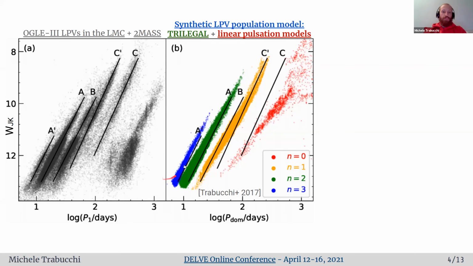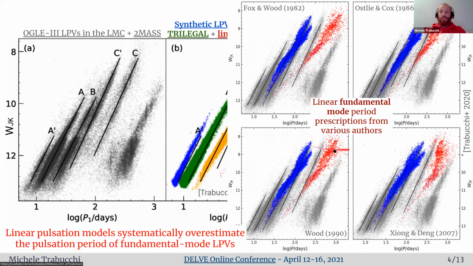Now, as you can see, the blue, green, and orange sequences of overtone pulsation periods match the observations relatively well. The same is not true for the fundamental mode, whose period is systematically overestimated with respect to the period-luminosity sequence C, where we find the Mira variables that are the most promising in terms, for instance, of distance indicators. This issue affects a number of other prescriptions that are found in the literature and commonly used. In all of these cases, the fundamental mode period is overestimated. All of these studies were based on linear models.